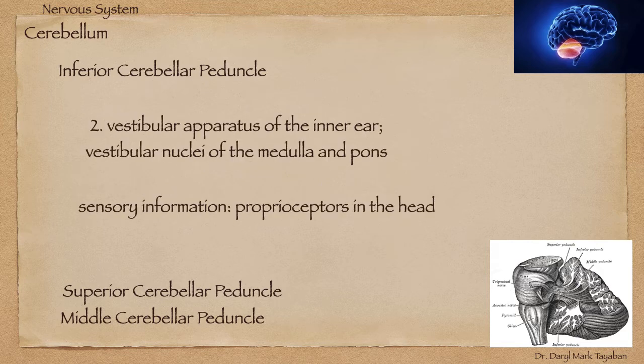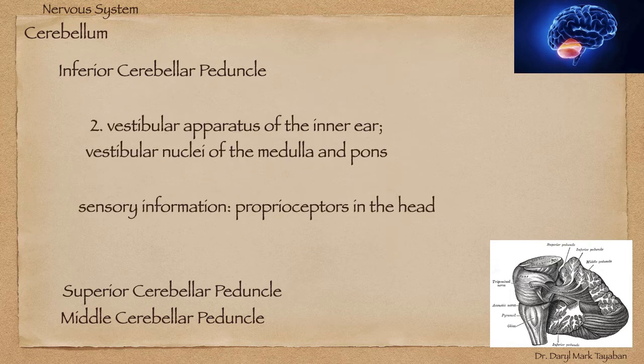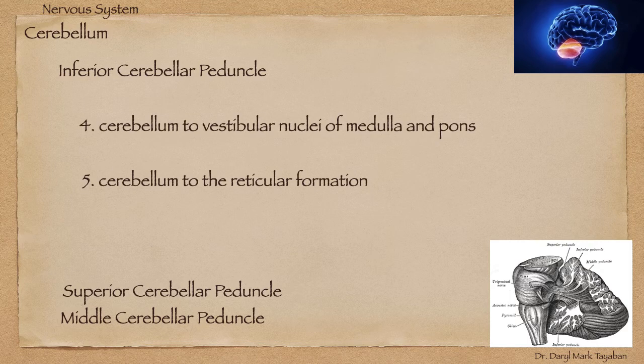Okay. The second one, there are five, but this is the second one: the axons from the vestibular apparatus of the inner ear and from the vestibular nuclei of the medulla and pons. It carries sensory information into the cerebellum from the proprioceptors in the head. Earlier, it was more on the trunk and limbs, then the second one is from the head. Still, you know what proprioception is, right? Then the third one is the axons from the inferior olivary nucleus of the medulla that enter the cerebellum and regulate the activity of the cerebellar neurons. And then the fourth one is the axons that extend from the cerebellum to the vestibular nuclei of the medulla and pons. And finally, the fifth one is the axons that extend from the cerebellum to the reticular formation.